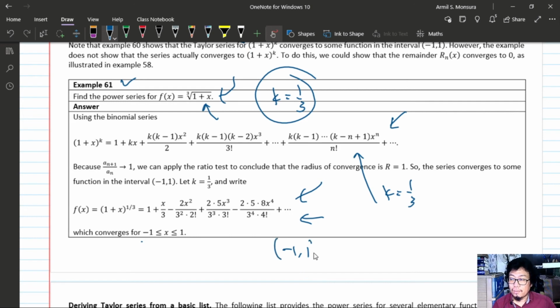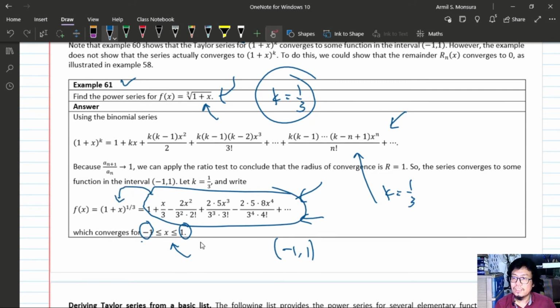Exclusive means it doesn't include the endpoints -1 to 1. But you have to prove that it actually converges on the endpoints, which in this case it would. Without proof, we will simply state that this series would actually converge to this.